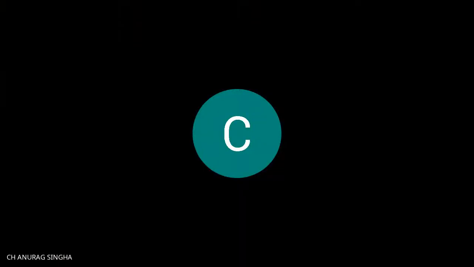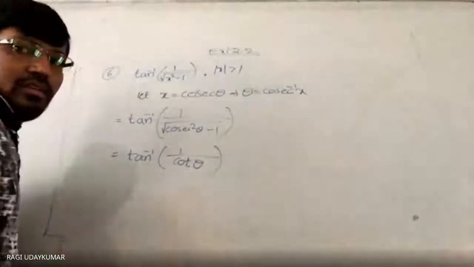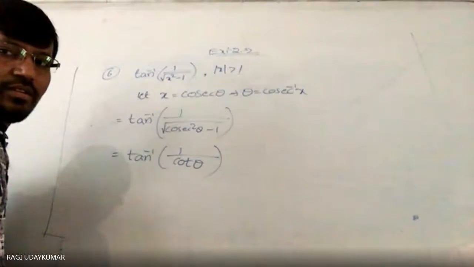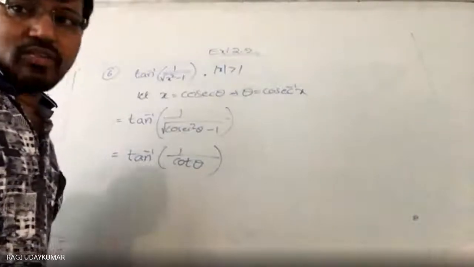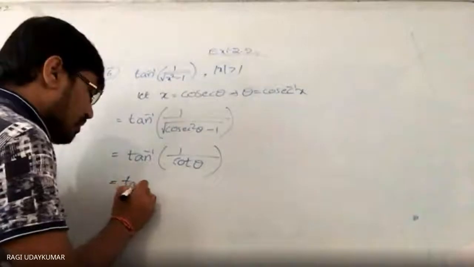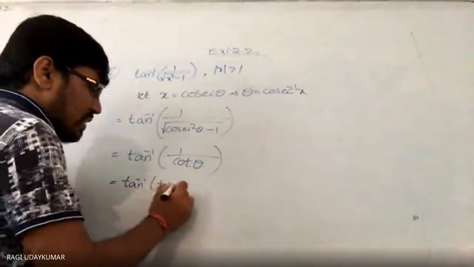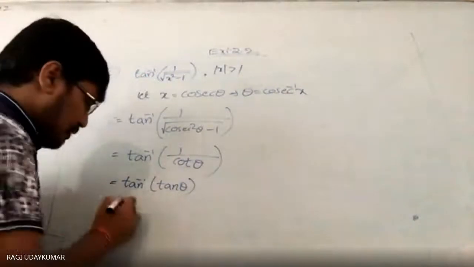Under root of cot square theta you will get. Under root of cot square theta is nothing but 1 by cot theta. So which is equal to tan inverse of tan theta. Tan inverse of tan theta is equal to theta.